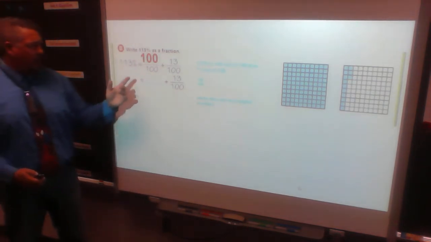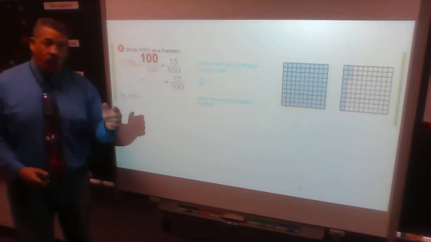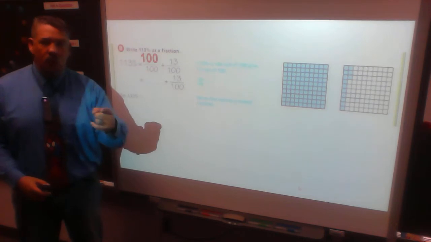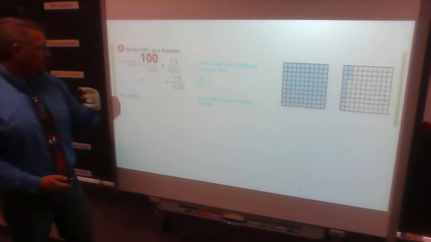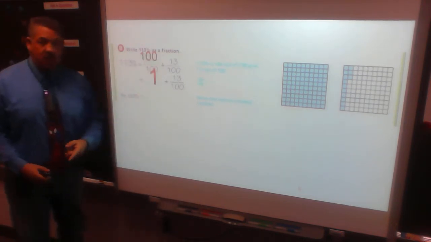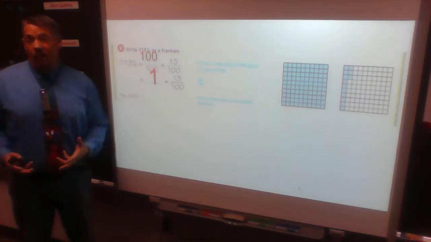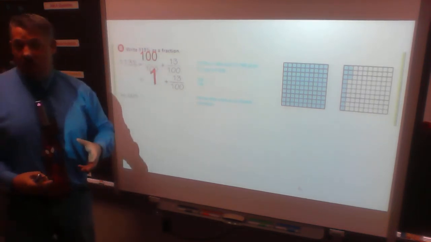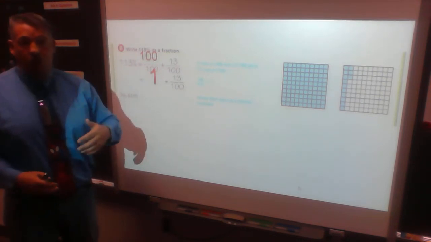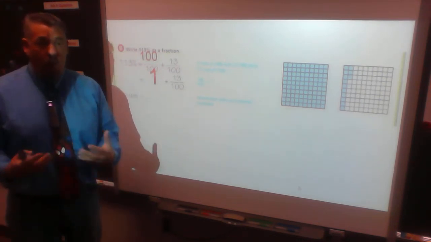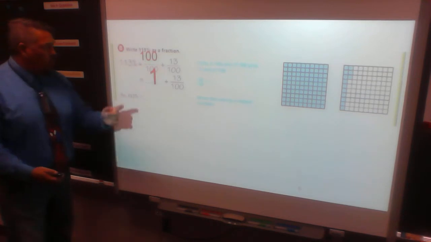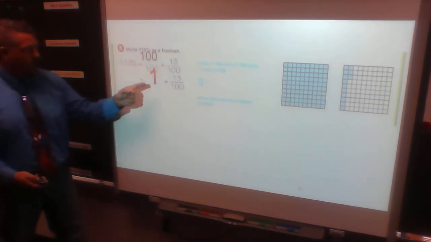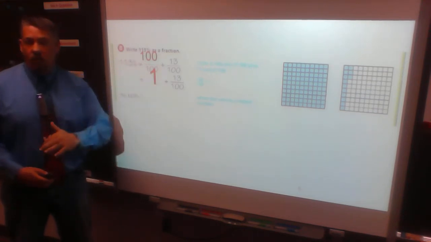So if I take 100 over 100 and we're making that into a fraction, what does that equal? Well, 100 over 100 is the same as 1, right? We talked about that when we got into fractions. Any number over itself is equal to 1. 2 over 2, a million over a million, they're all equal to 1. So 100 over 100 is the same as 1. And then I have the 13/100ths.